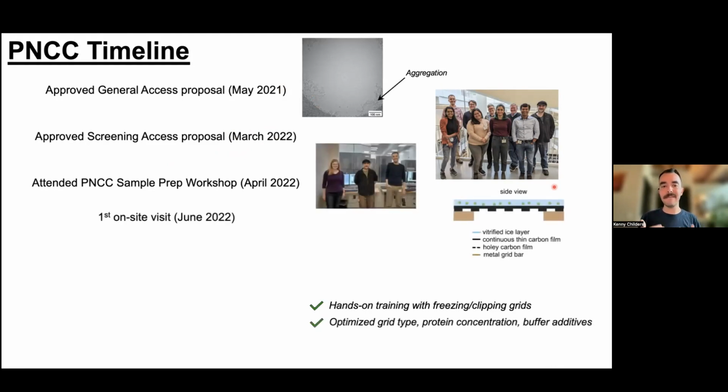Shortly after that, I attended my first on-site visit, which was through the screening access proposal. I brought a few of my samples and spent a week training and further freezing and clipping grids. Then I got to optimize a bunch of different conditions. One of the catalysts that turned out to be really important for our protein was using grids that have a continuous substrate on them. In the first few days, while I was screening with Omar and Rosemary, the protein was just constantly aggregating, as you see in this image.